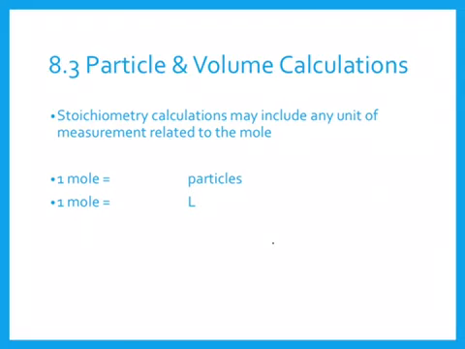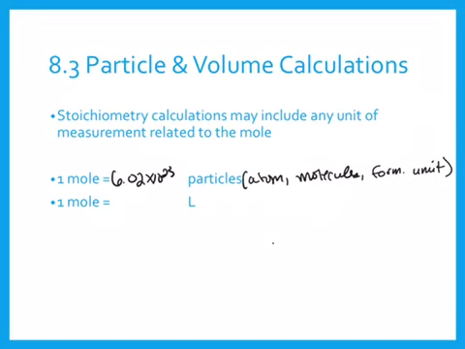So you know 1 mole is 6.02 times 10 to the 23rd particles. And remember, it's not going to say particles. It's going to say something like atoms, molecules, or formula units, depending on what type of compound you have. Remember, molecules are for non-metal, and formula units is for an ionic compound, so that would be metal, non-metal. Atom, obviously, if it's just an atom off the periodic table.